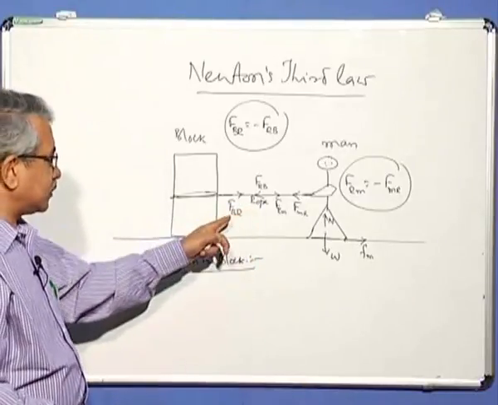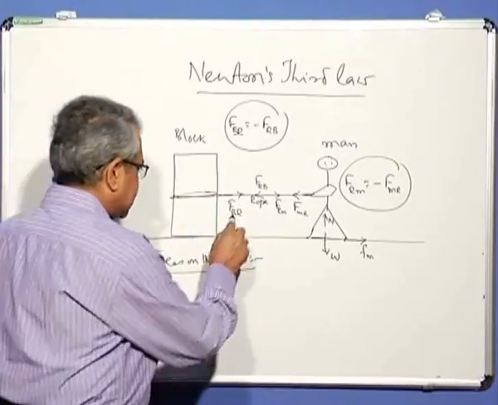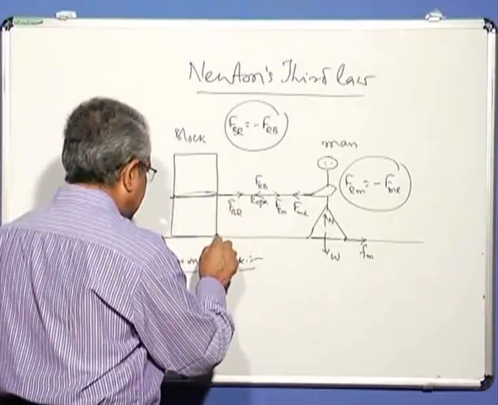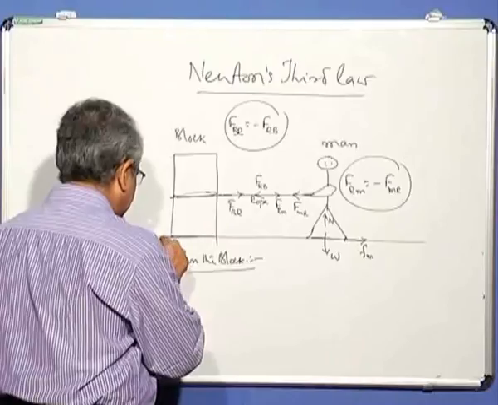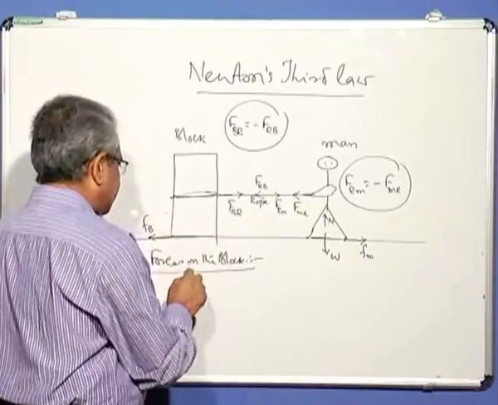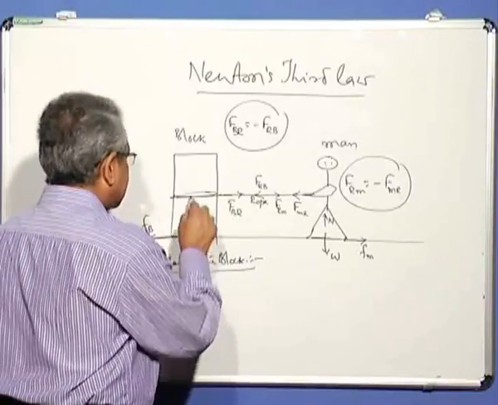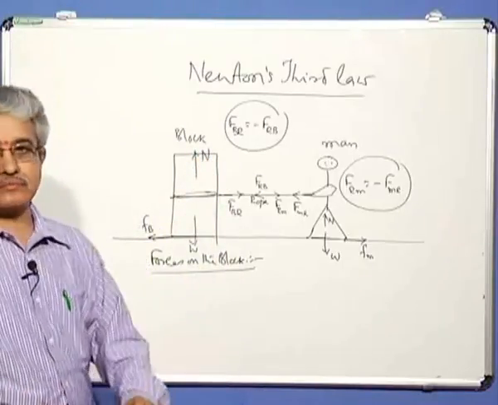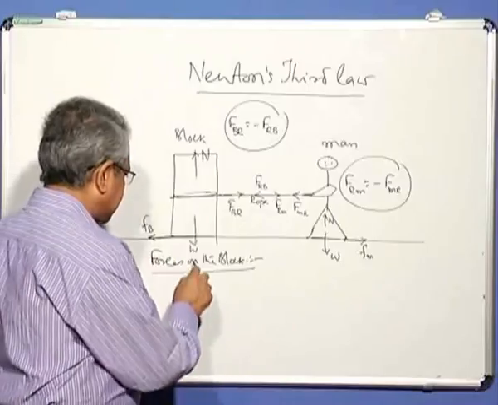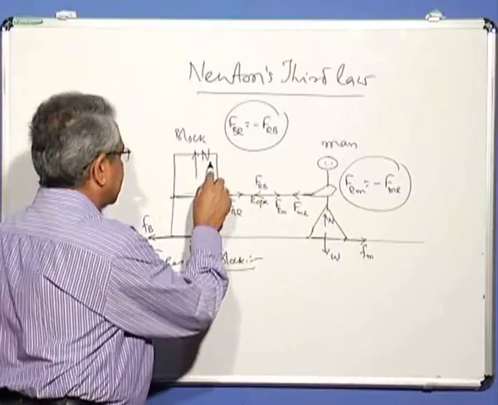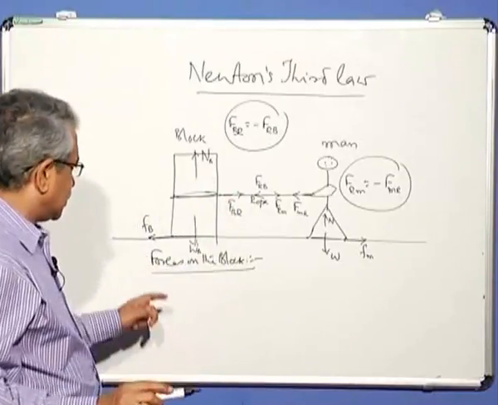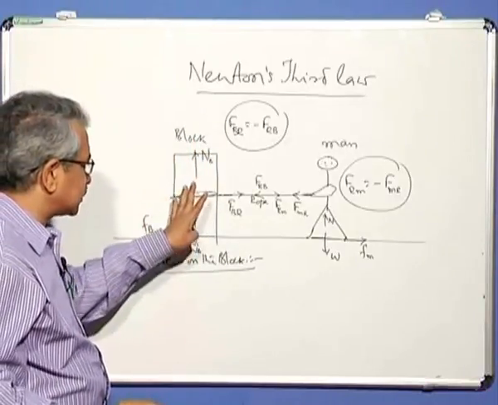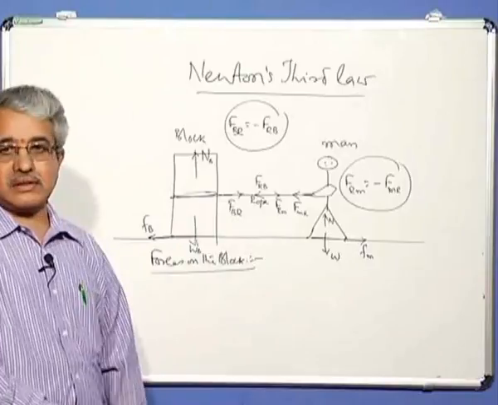The force acting on the block, if you see, there is one from the rope. The rope is pulling the block. Friction comes up in the opposite direction on the block, along with the weight of the block and the normal reaction on the block. So these are there, weight of the block, normal reaction on the block. Once again, this is the system you have to account for as far as the motion of the block is concerned.